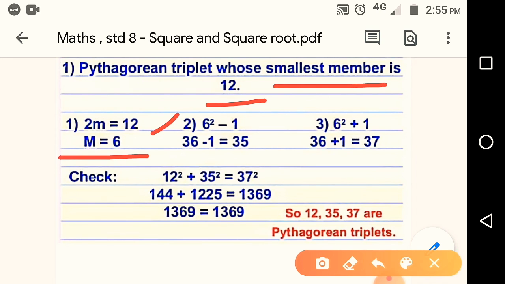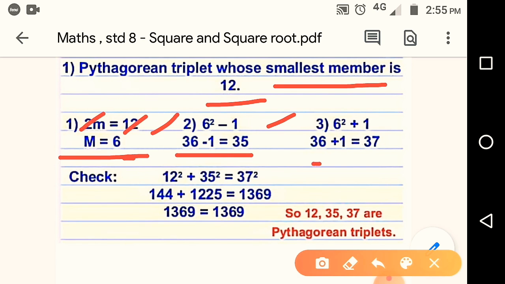इसको solve करेंगे. So this 2 will go in the denominator and cancellation is possible. This 2 and 12. So we will get 6. So m equal to 6. Now next is m square minus 1. First is 2m and then m square minus 1 and then m square plus 1. So m square minus 1 यानी ये जो m आया है उसका square करके minus 1 करेंगे. So 36 minus 1, 35.